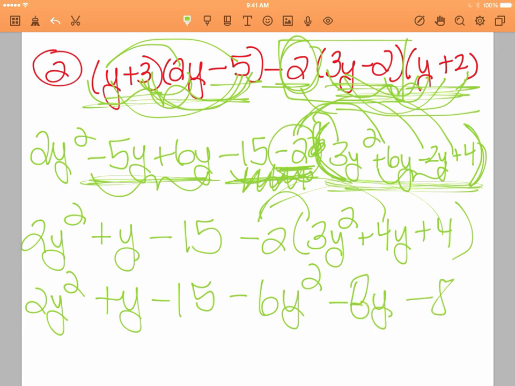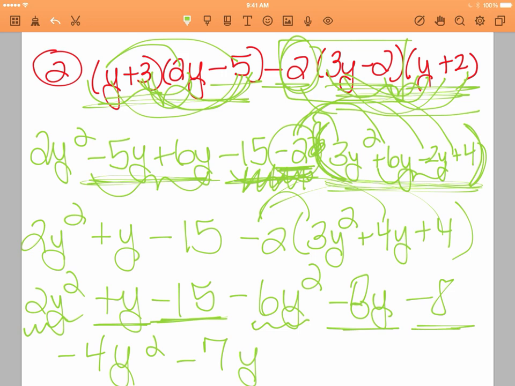And then you look for like terms. We have these y squared terms here. So that's a positive 2 and a minus 6, which gives you a minus 4y squared. We have these y terms here, so 1y minus 8y is minus 7y. And then we have negative 15 and negative 8. Negative 15 and negative 8 is negative 23. And so this is your final answer.